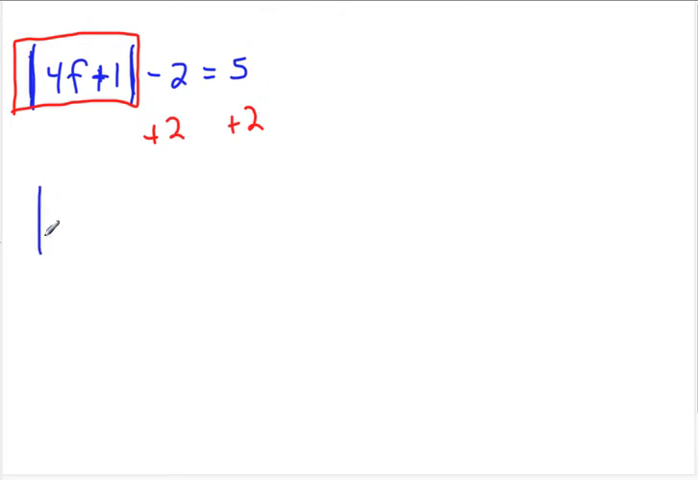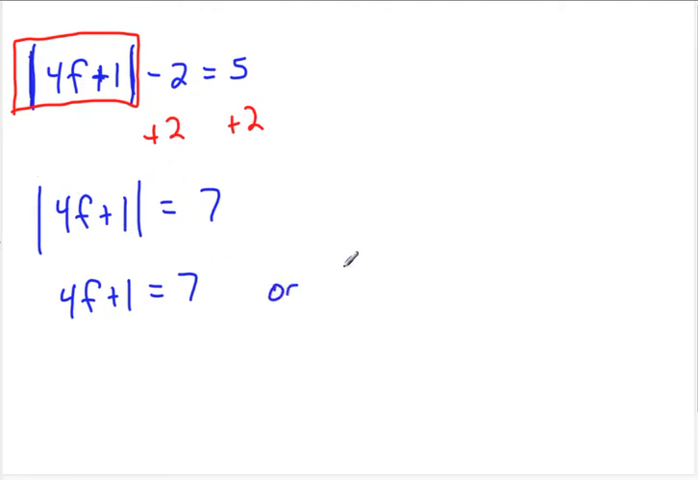So now we end up with 4f plus 1 in absolute value is going to equal 7. Now just like when we did the and or statement in the last video, this is going to end up being an or statement because this 4f plus 1 could equal 7. But because of this absolute value symbol that we are now taking away, it could have been equal to negative 7. Okay, so that's why an absolute value gives us an or statement similar to the last video.